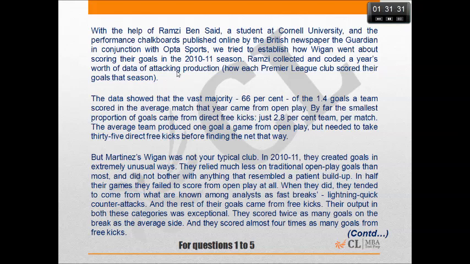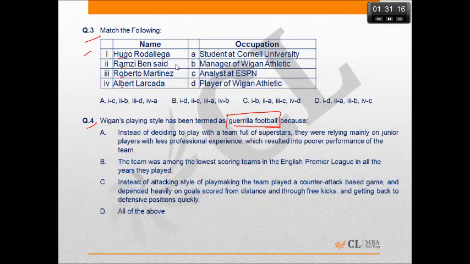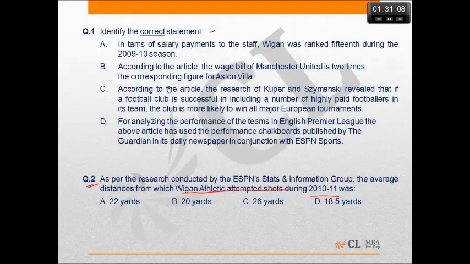With the help of Ramsey Ben Saad, a student at Cornell University. Okay, Ramsey Ben Saad is a student at Cornell University. This is given in question number 3. So question 3, that means Ramsey Ben Saad. Okay, let me just quickly come here. Ramsey Ben Saad is a student of Cornell University. So 2A. 2A, 2A. So these 2 are out. So Ramsey Ben Saad we have already identified.